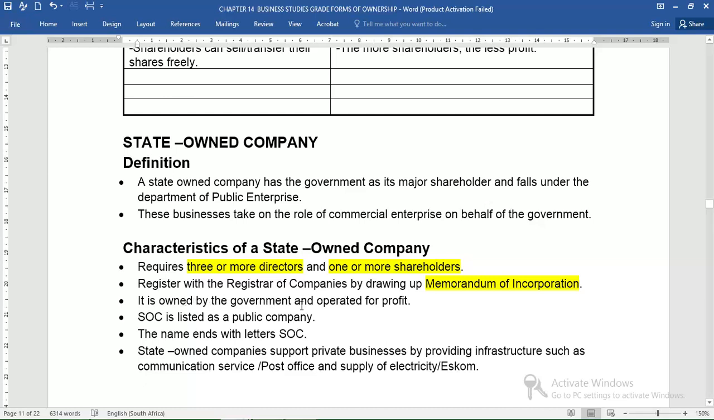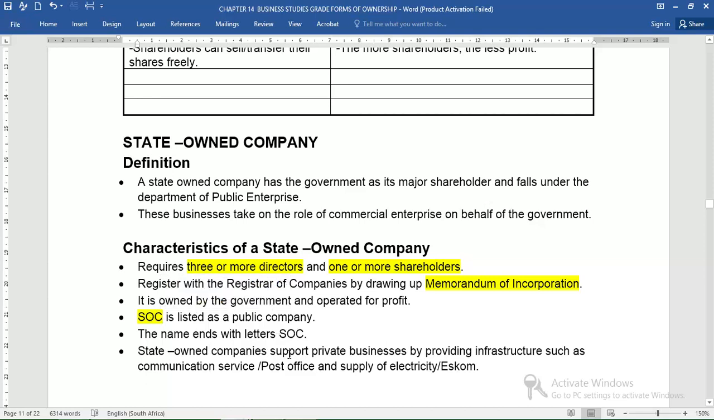It is owned by the government and operated for profit. Actually, yes, just because it's owned by the government doesn't mean that it's not operated for profit. They should make profit, those state-owned companies, and the name of the state-owned company should end with SOC, meaning state-owned company. A public company is only LTD, limited. A state-owned company should be SOC. That's how we know that it's a state-owned company.